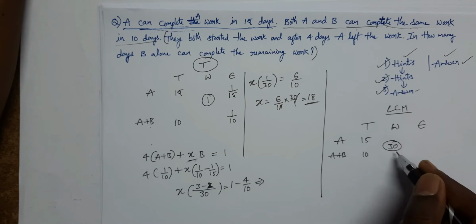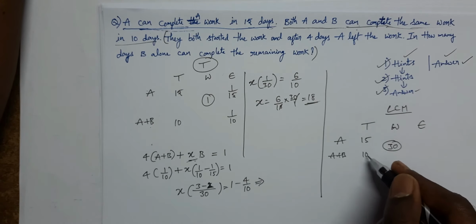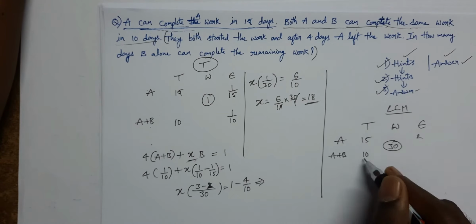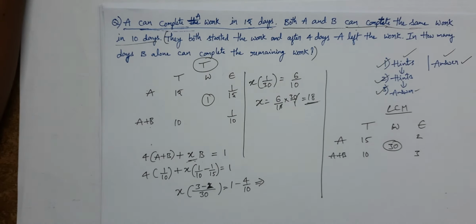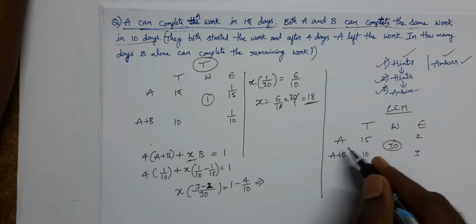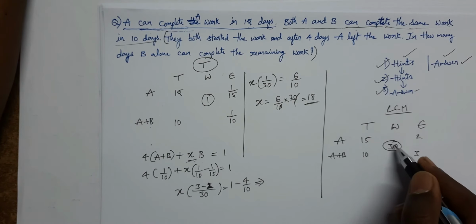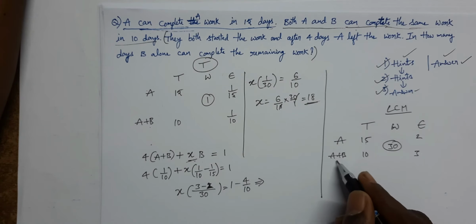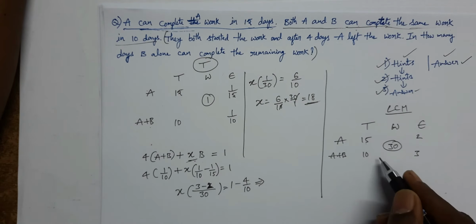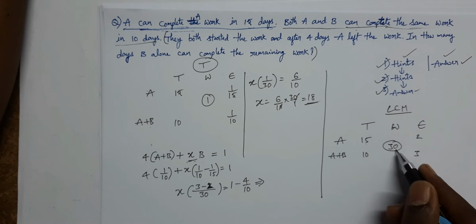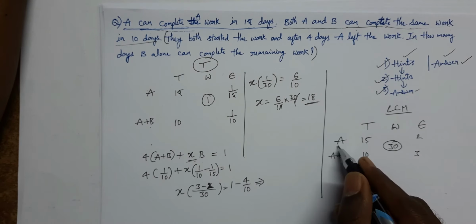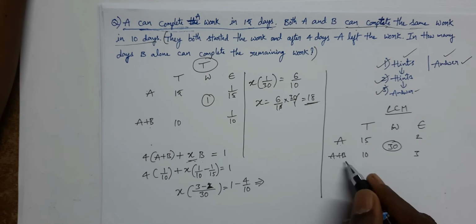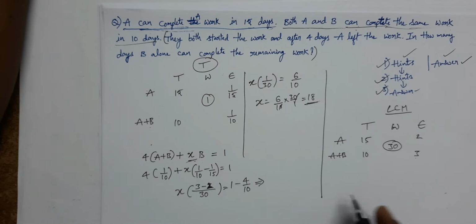Again, you don't need to take the LCM. You can take any number which is divisible by both the numbers. 15 twos are 30, 10 threes are 30. So A can complete the work of 30 units in 15 days, and A plus B can complete the work of 30 units in 10 days. The efficiency of A is 2 units per day. The efficiency of both A and B is 3 units per day.